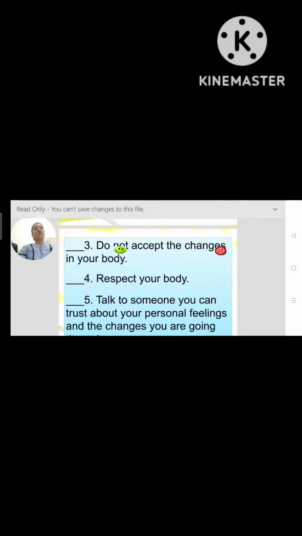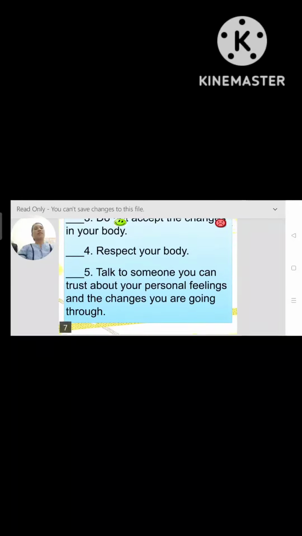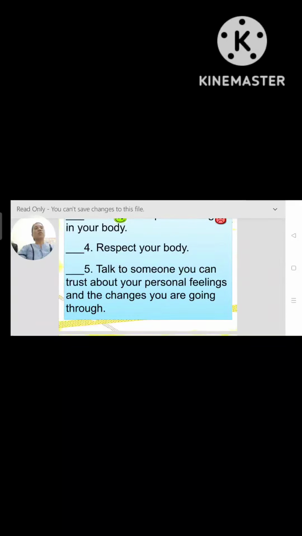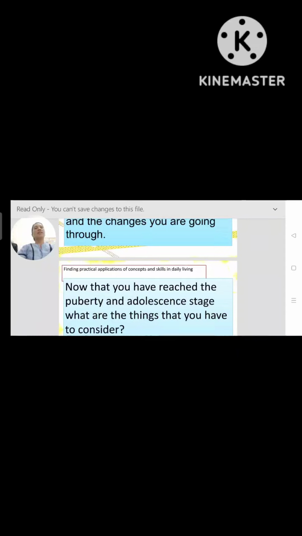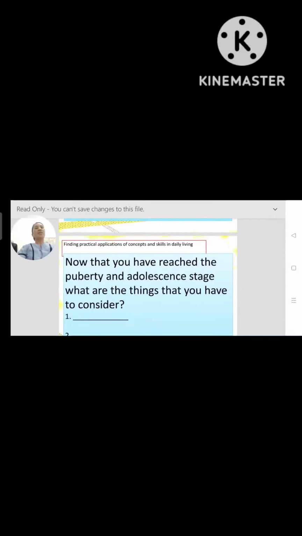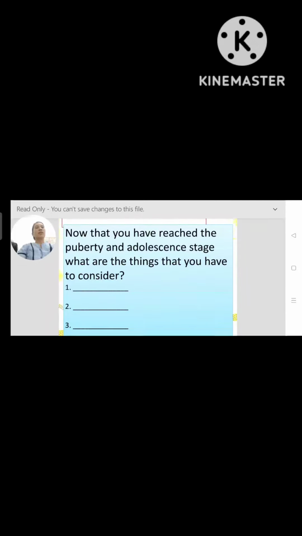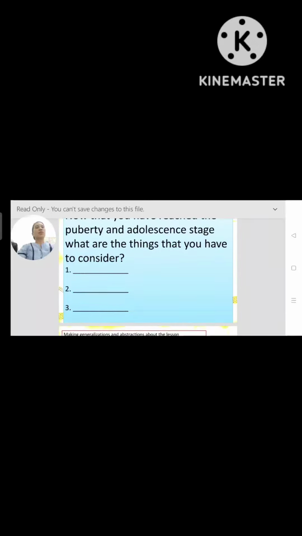4. Respect your body. 5. Talk to someone you can trust about your personal feelings and the changes you are going through. Let's find practical application of concepts and skills in daily living. Now that you have reached the puberty and adolescent stages, what are the things that you have to consider? You may write your answer on your 1/4 sheet of paper.